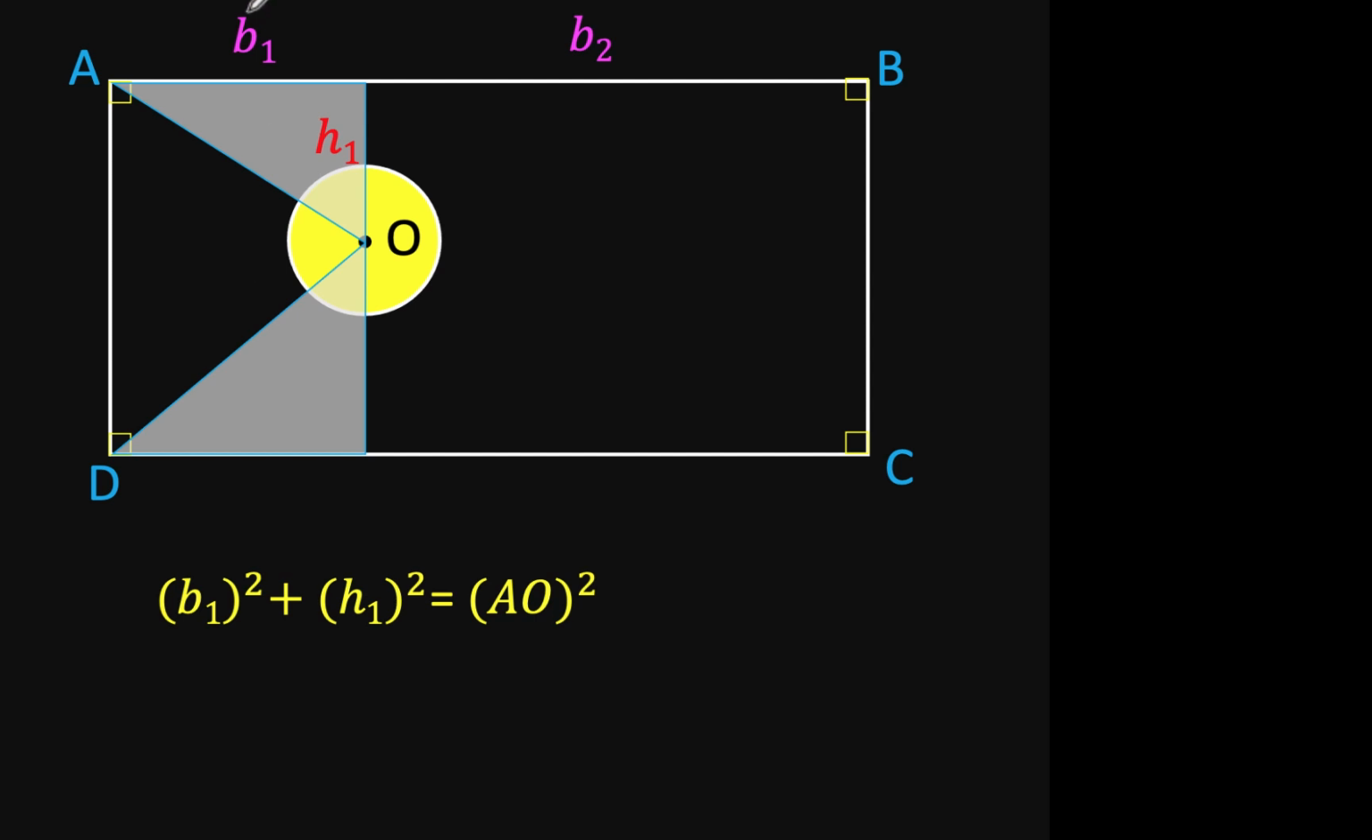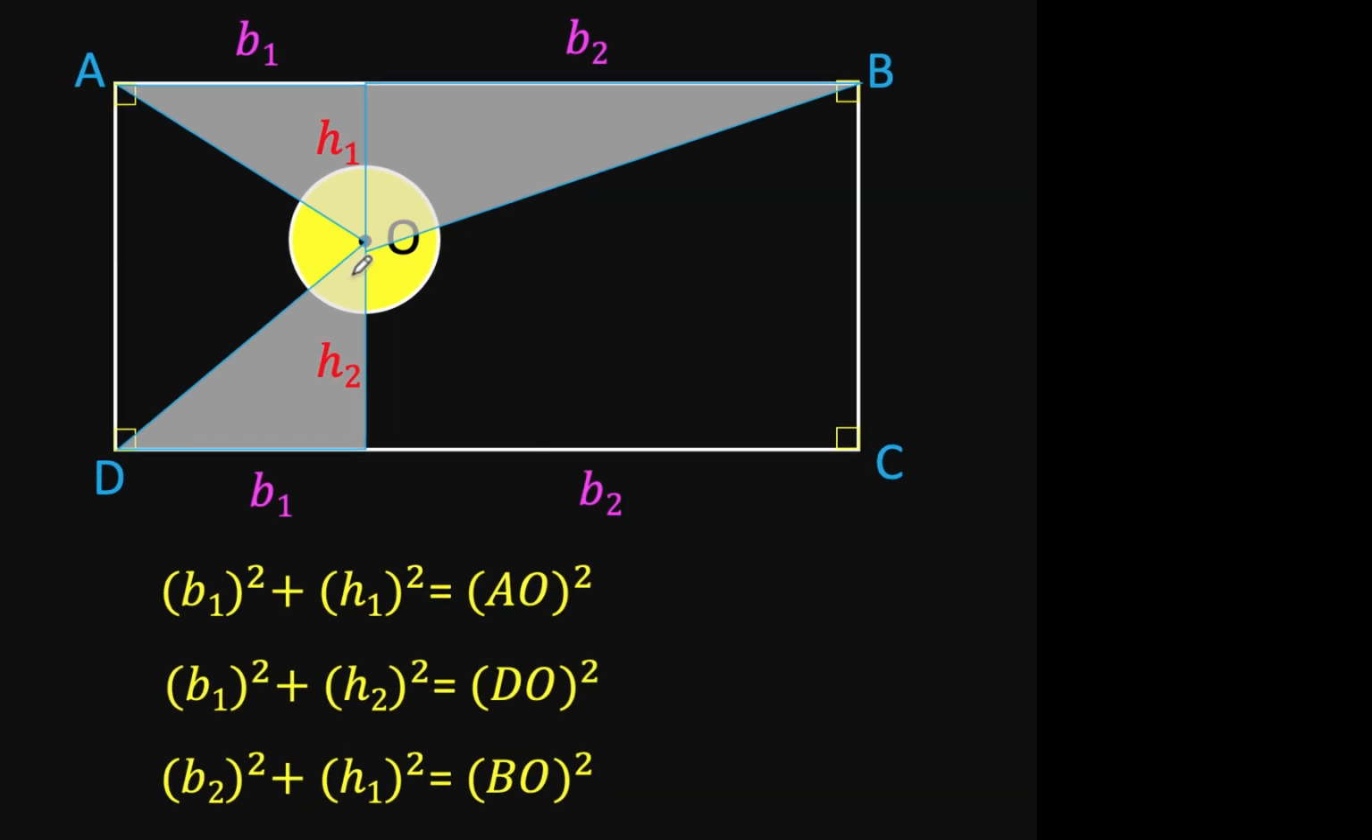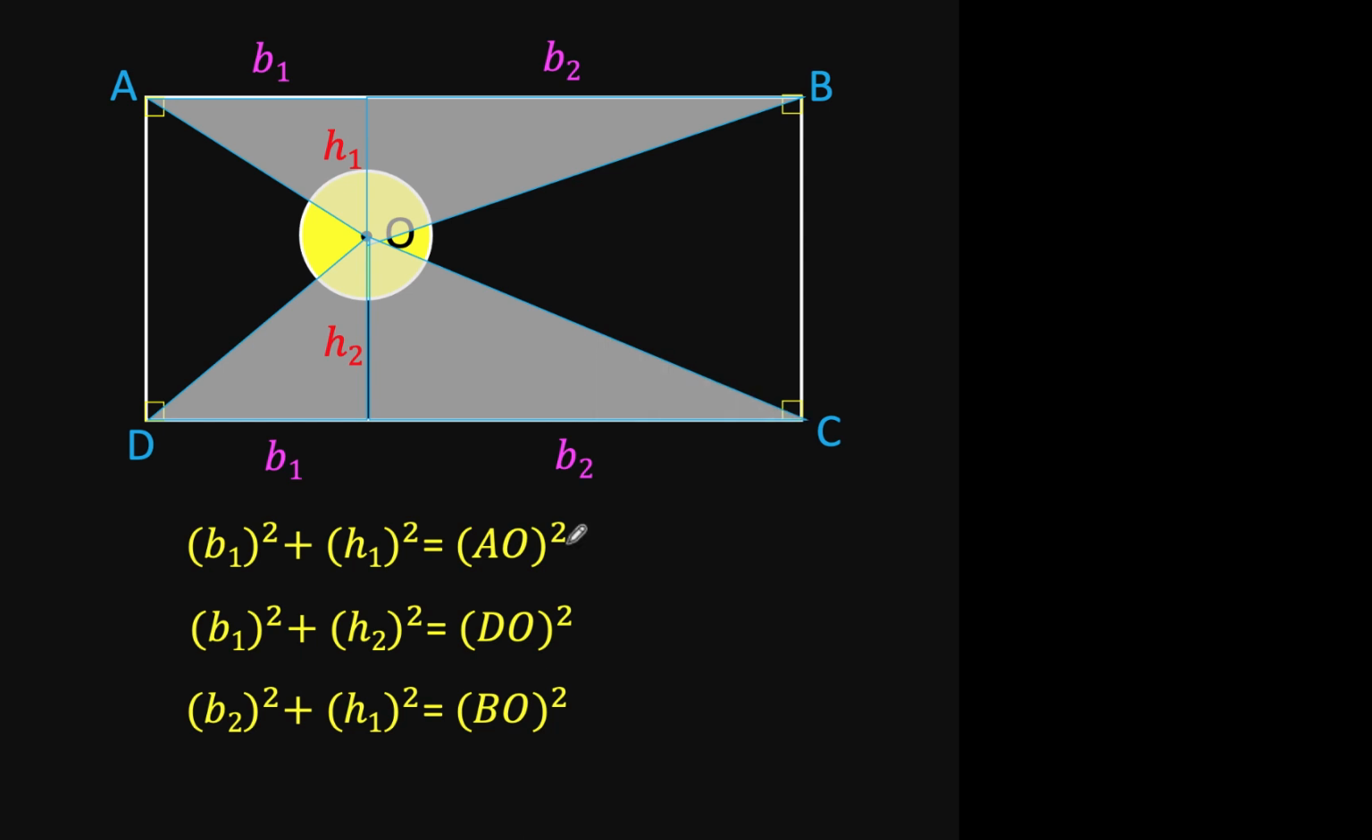And do the same thing for this other right triangle. Here, this base is the same length as that, so let's call this b sub 1 also. This part here is also b sub 2, and the height is h sub 2. From the Pythagorean formula again, the square of b sub 1 plus the square of h sub 2 is equal to the square of this hypotenuse DO. Similarly, we can draw this other right triangle, and we have b sub 2 squared plus h sub 1 squared is equal to BO squared. And finally, we have another right triangle, and the resulting equation is the square of this base plus the square of this height is equal to the square of this hypotenuse CO.